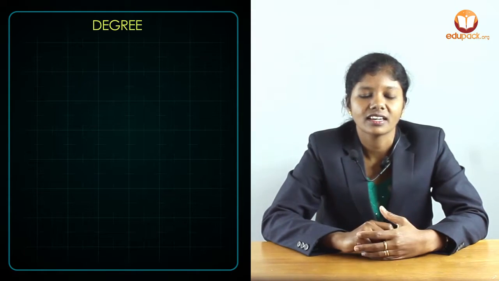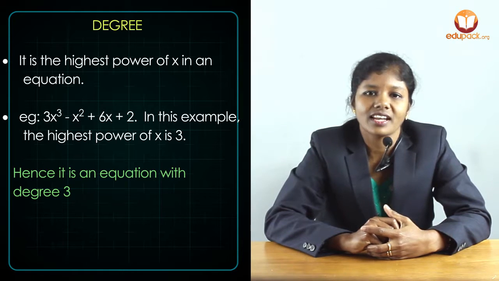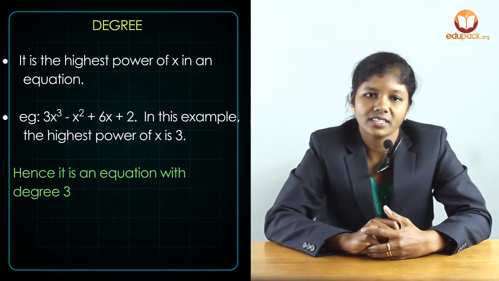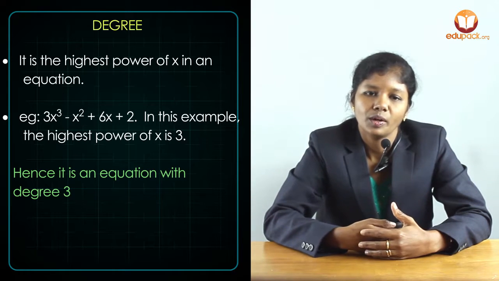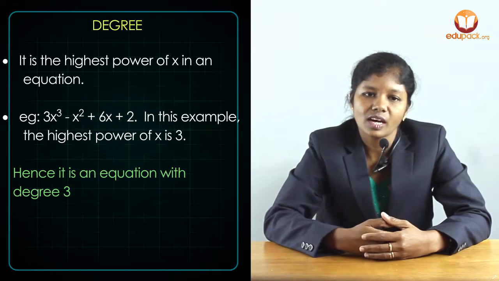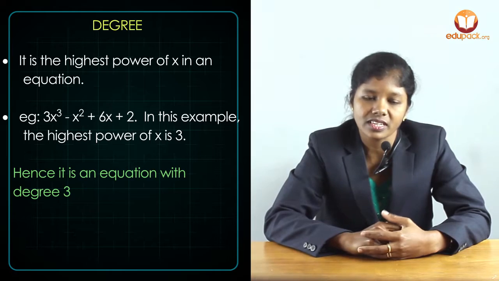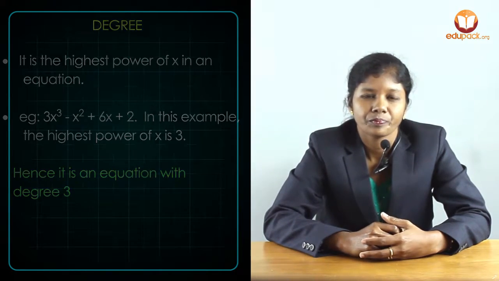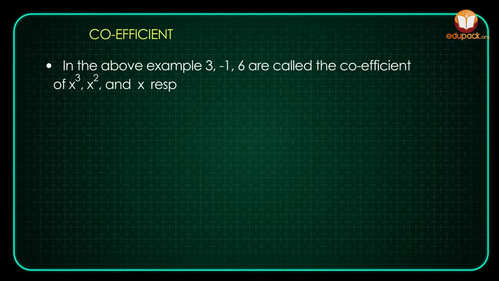What is degree? It is the highest power of x in an equation. For example, 3x cube minus x square plus 6x plus 2. In this example, the highest power of x is 3. Hence, it is an equation with degree 3. Coefficient: in the above example, 3, minus 1, 6 are called the coefficients of x cube, x square and x.